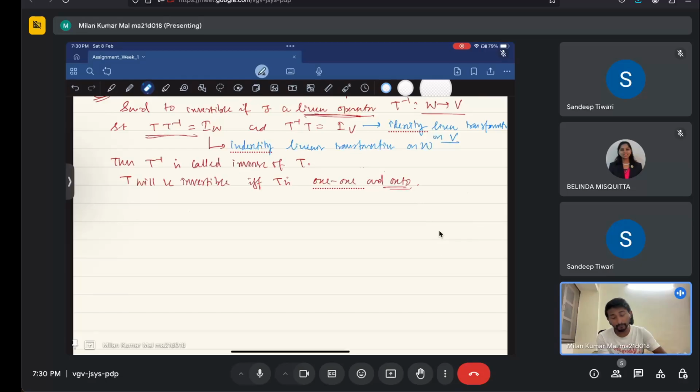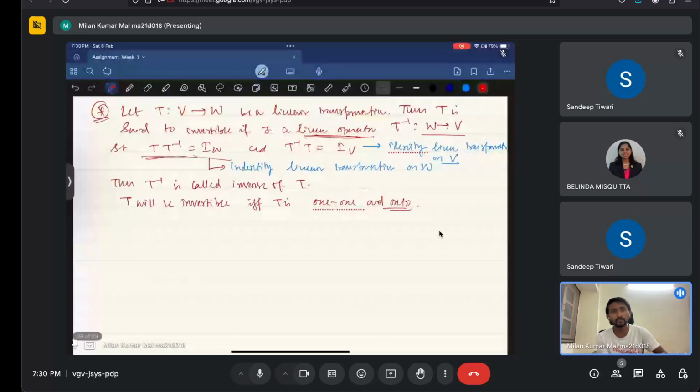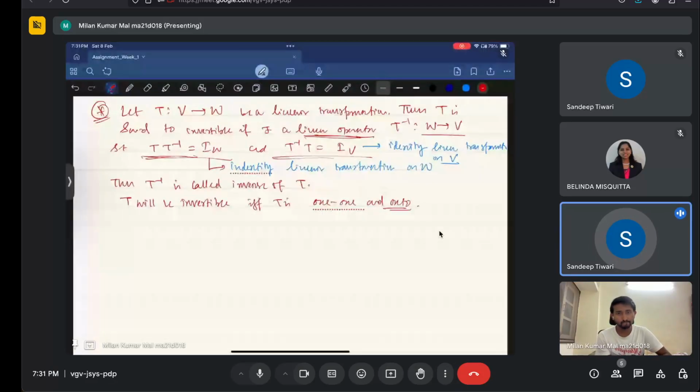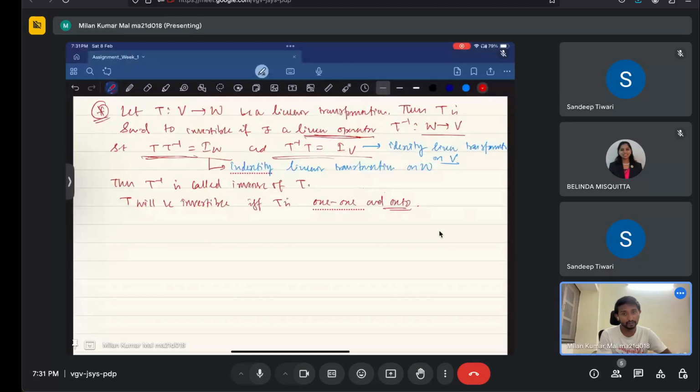But here it is saying that if there exists a map T inverse which satisfies this condition, only this condition, then that will be linear. That is what he was saying. Sir, we are not finding inverse in a group. No, but we are finding inverse in the space of linear operators also, right?